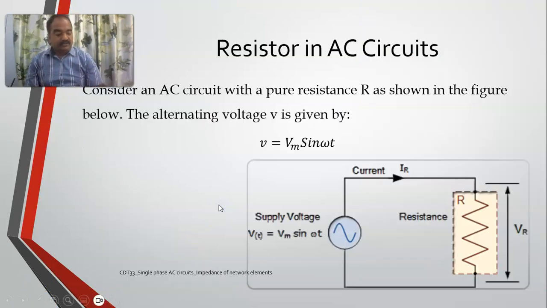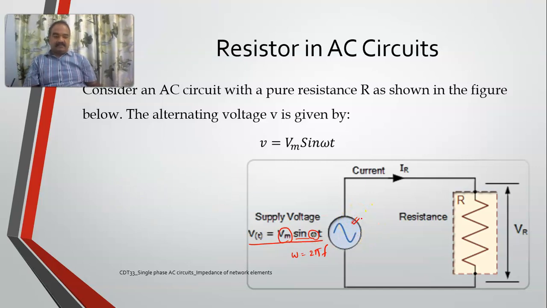As shown in the figure, this is a simple circuit where I'll be giving a single phase AC supply. As already mentioned last week, this is the representation of the sinusoidal signal. This is the peak value and this is the sine term, and omega represents the angular frequency, which is generally given by 2 pi f, where f is the frequency. This type of AC signal is provided to your resistance.